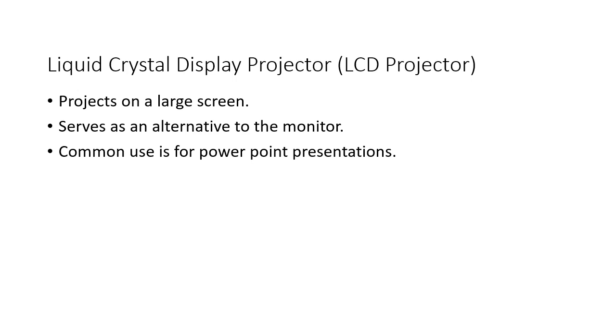What this does is projects an image on a large screen. You can use a blank wall for this purpose. You place the device in front of the wall, you position it correctly, and it forms a picture on the wall, on a large blank screen. It is an alternative to a monitor, but very expensive when you compare it to the monitor. The common use for LCD projectors is to show PowerPoint presentations during office meetings or in the classrooms in universities.